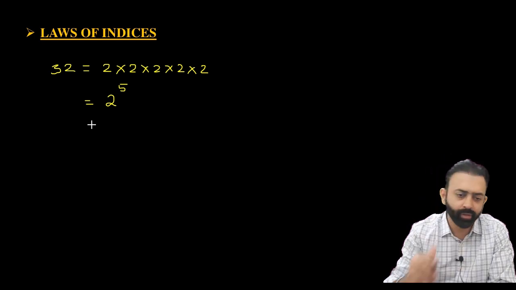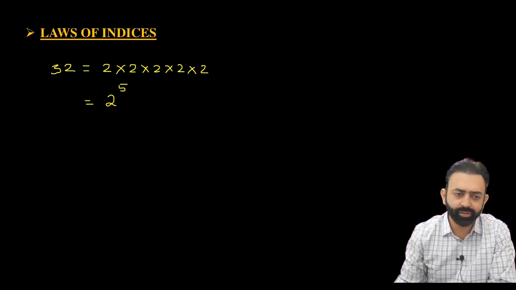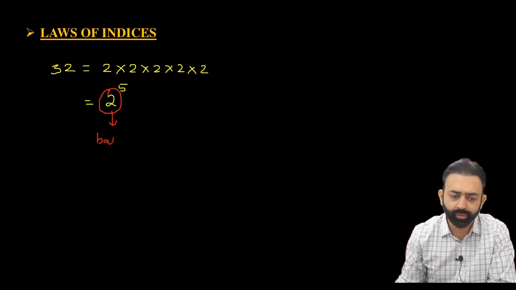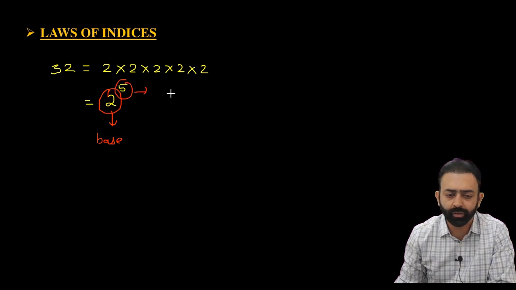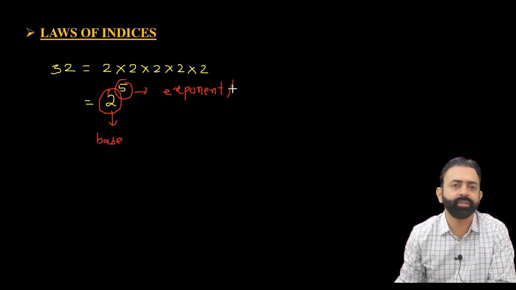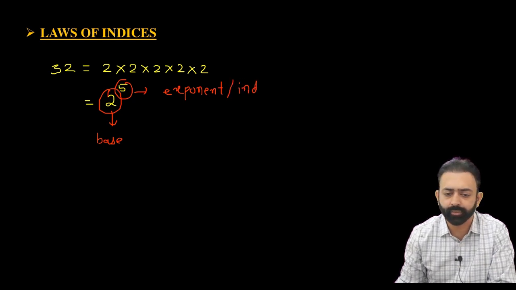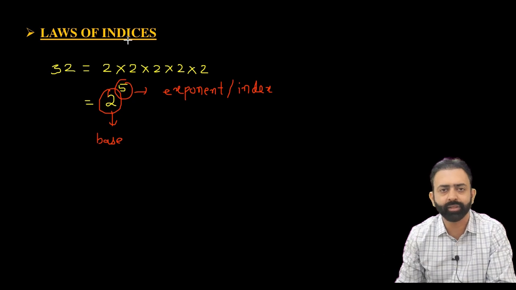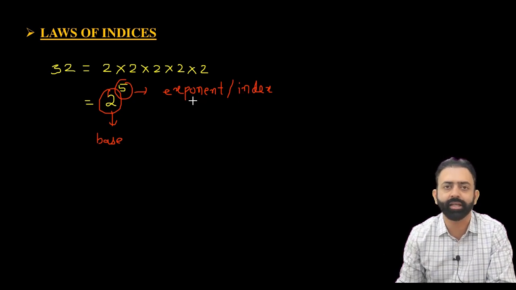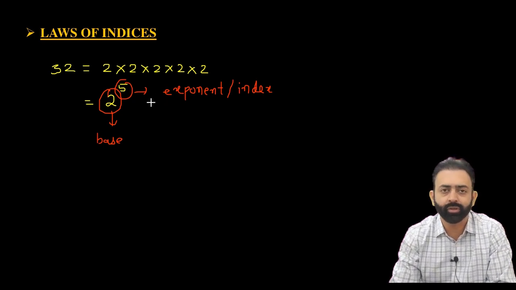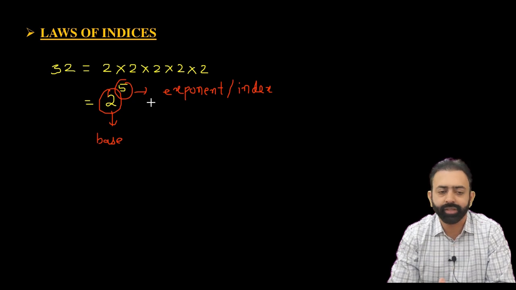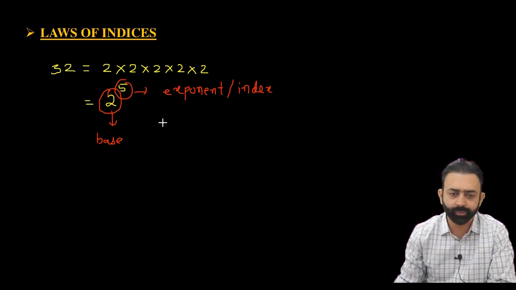Now in this 2 raised to power 5, this 2 is called the base, and this 5 is called the exponent, or sometimes it is called the index. So as I said, indices is the plural form of index or the exponent. So what are the laws of indices, or the laws of exponents? Let us see those.